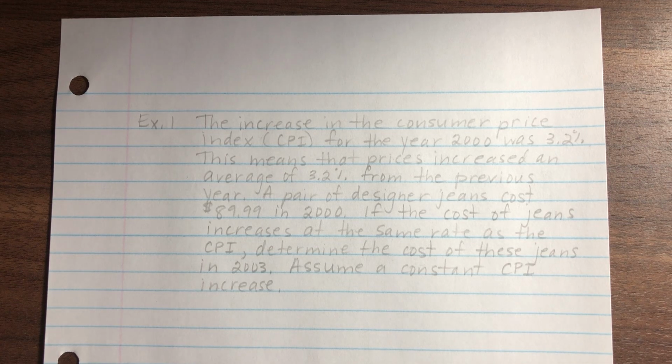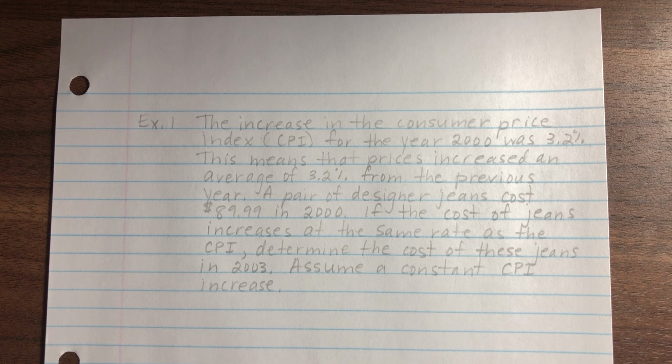Example 1. The increase in the Consumer Price Index, or CPI, for the year 2000 was 3.2%. This means that prices increased an average of 3.2% from the previous year. A pair of designer jeans cost $89.99 in the year 2000. If the cost of jeans increases at the same rate as the CPI, determine the cost of these jeans in 2003. Assume a constant CPI increase.